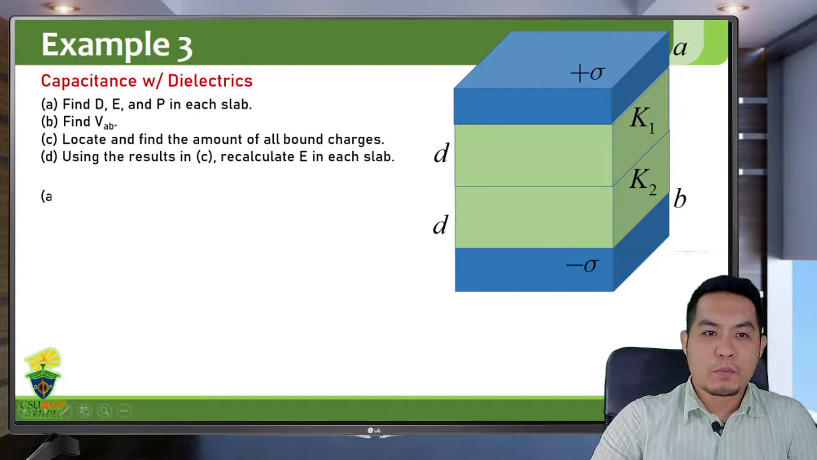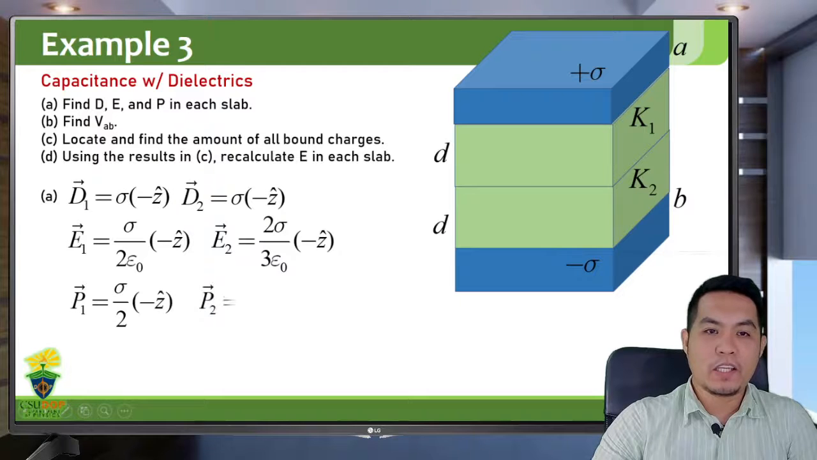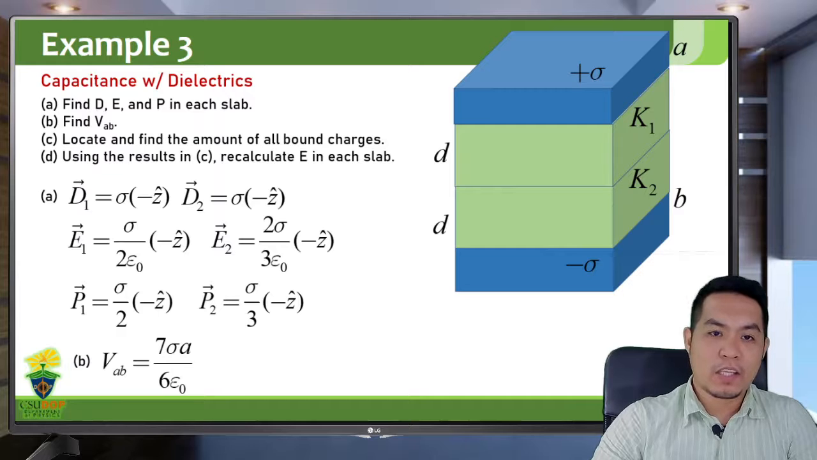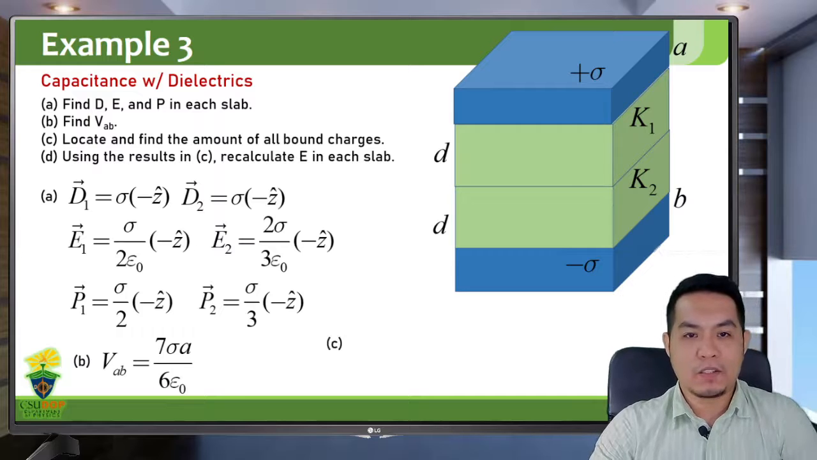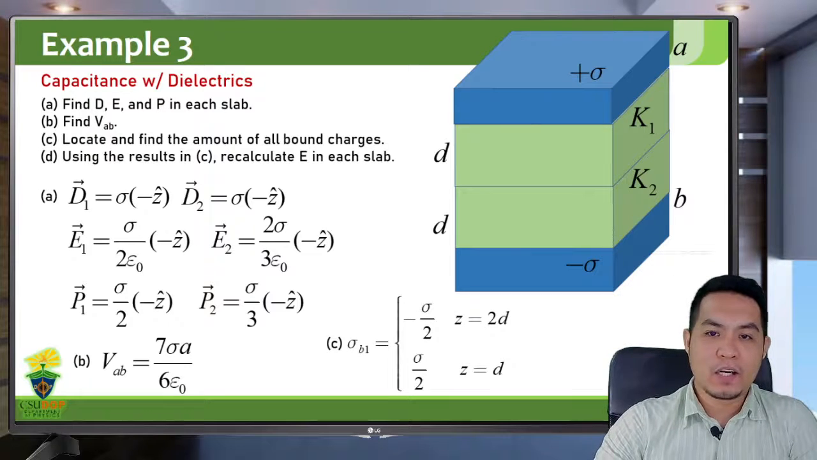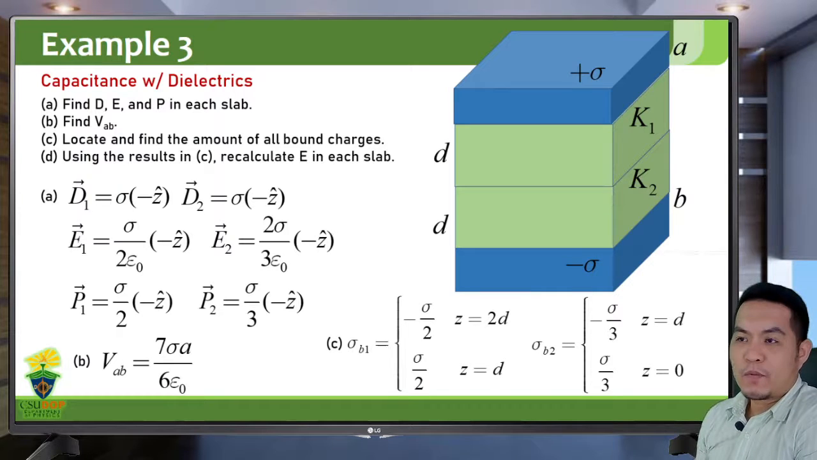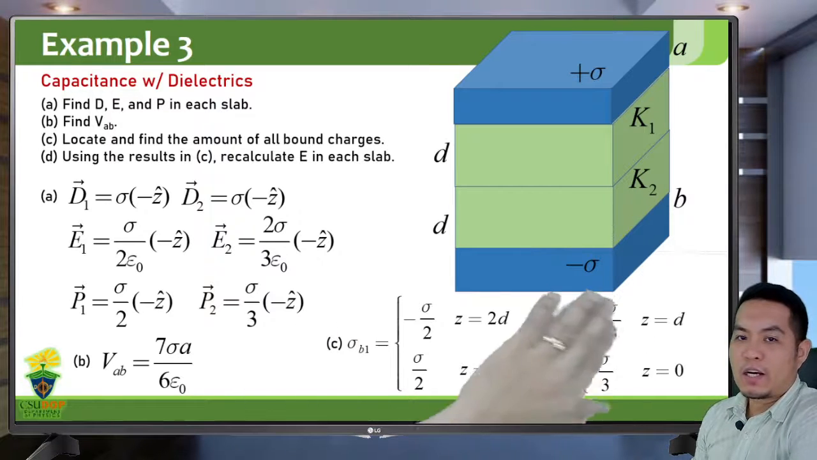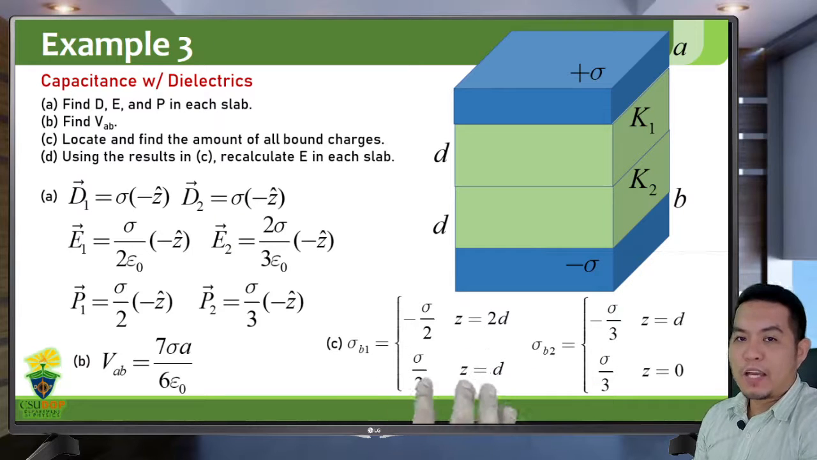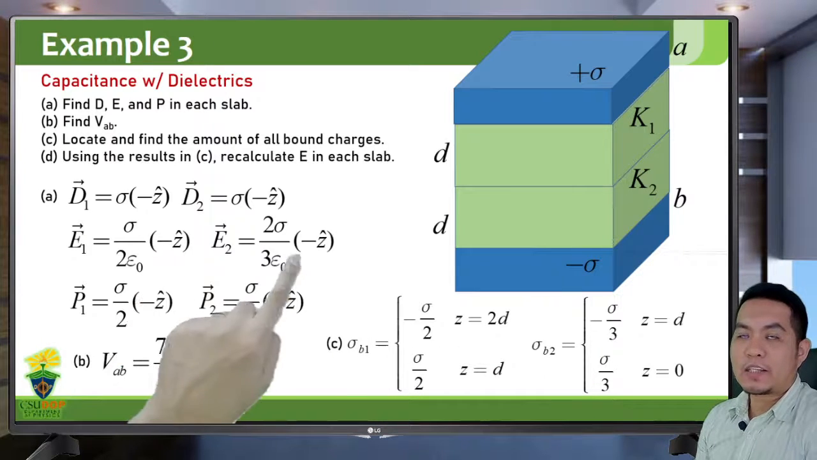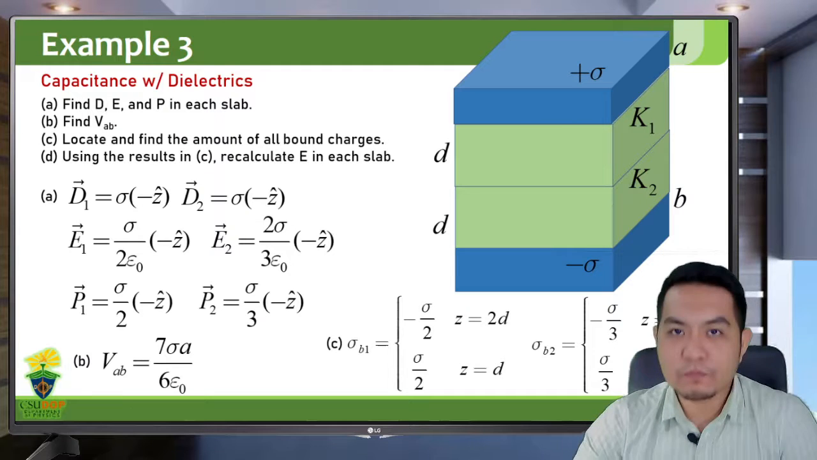As a summary for this problem, for letter A, these are the displacement, electric field, and polarization at each of the slabs or dielectrics. For letter B, this is the potential difference between our capacitor plates. And for letter C, these are the location and amount of bound charges for both the upper and lower surfaces of the two dielectrics. Using these results in letter C to recalculate the electric field, you will still get the same results. Okay.